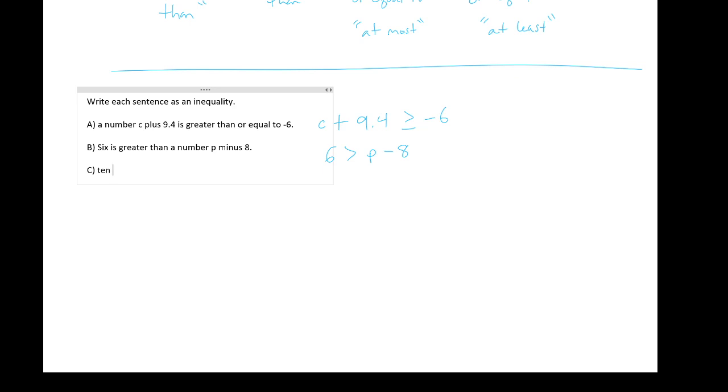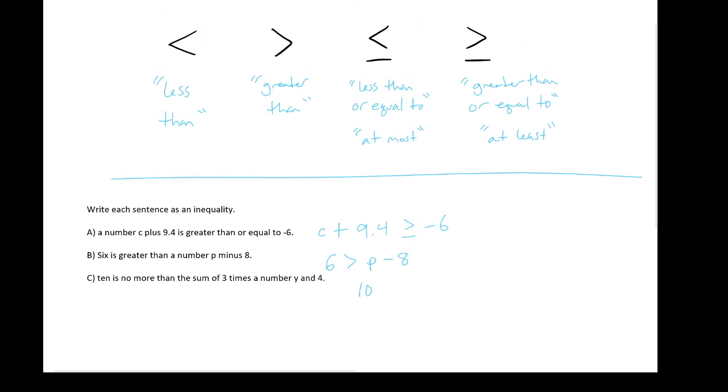Then we have 10 is no more than the sum of 3 times a number y and 4. No more than. Ooh, that's going to be a tough one. So at most, no more than, so that's going to be less than or equal to. So the sum of 3 times a number: sum means we're adding something. 3 times a number y would be 3y, and 4, and that's our sum, 3y plus 4.